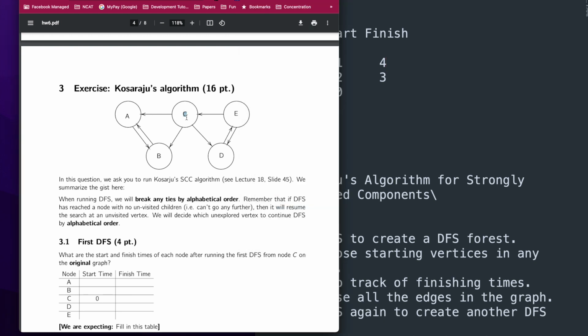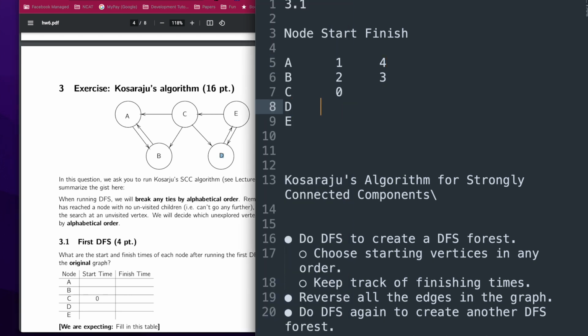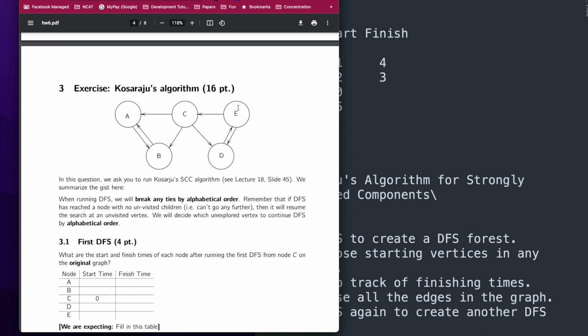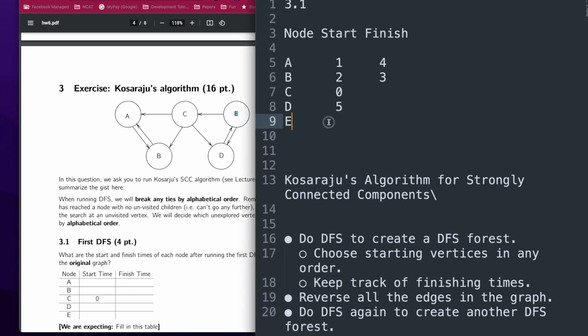And then we're back at C. Here again, we could go to A, we could go to B, or we could go to D. We already went to A, we already visited B. So the only remaining option is to go visit D. So D will have a start time of 5. And from D, we can head on up to E. So we'll visit E next, with a start time of 6.